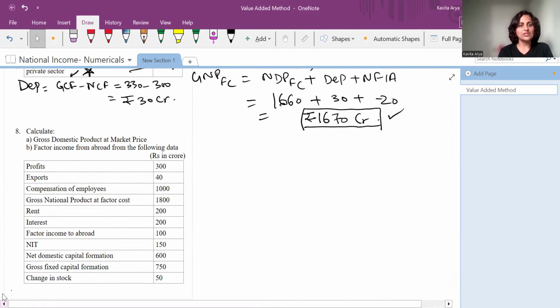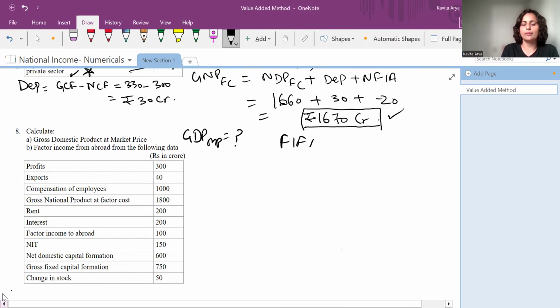This question wants GDP at MP to be found. Okay, I need GDP at MP, right? I need factor income from abroad.